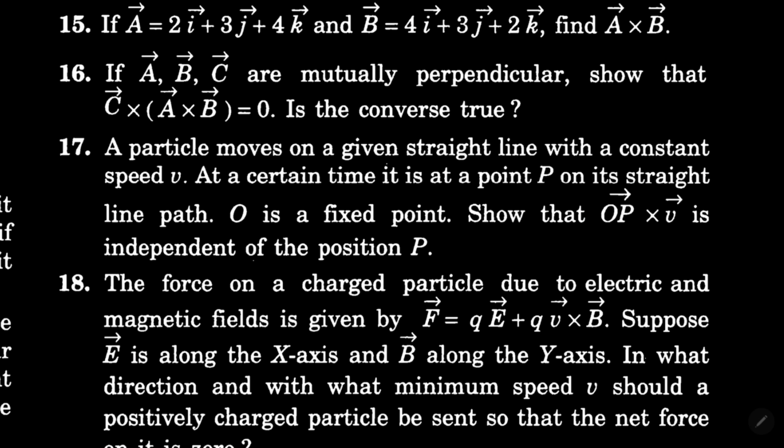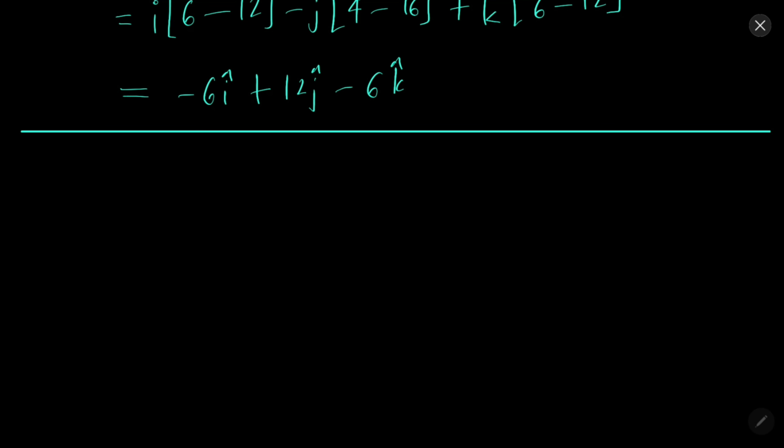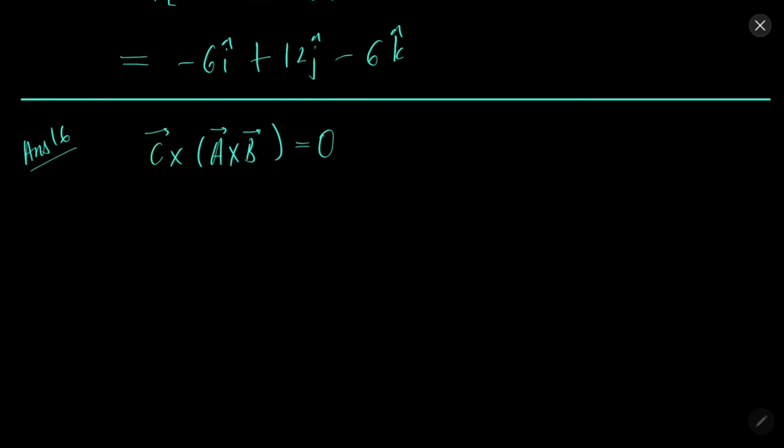In 16th question, we have a, b, c mutually perpendicular. We need to show c cross a cross b is equal to 0. So first of all, this is question 16. We have to prove c cross a cross b is equal to 0. So when you do a cross b, you will find ab sin theta n cap, and this n cap will be perpendicular to both a and b.